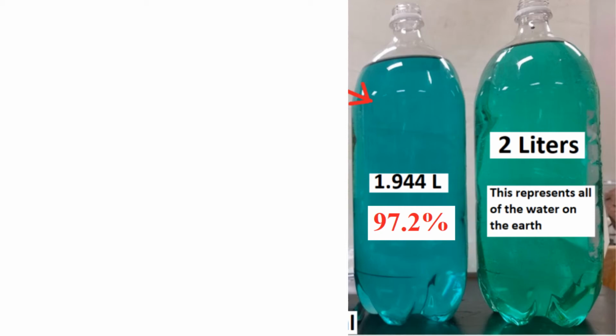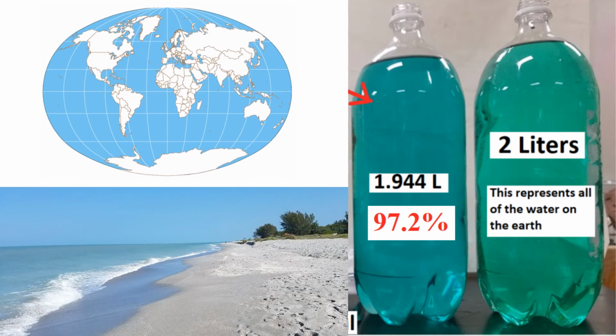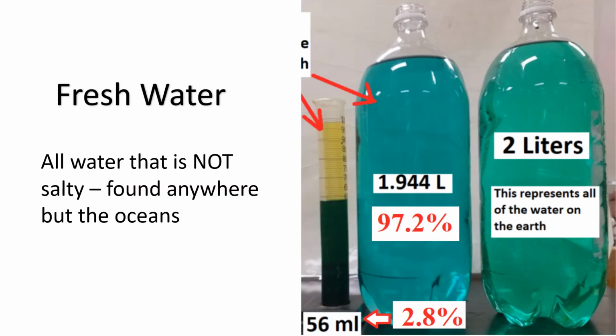The 97.2%, you might have guessed. 97.2% of all of the Earth's water is found in the ocean. It's salt water. And that's important because salt water really isn't useful for us. We can't drink it. We can't water our crops. We can't use it for any kind of resource. So this is kind of profound, because even though we live on a water planet, most of it is not useful to us.